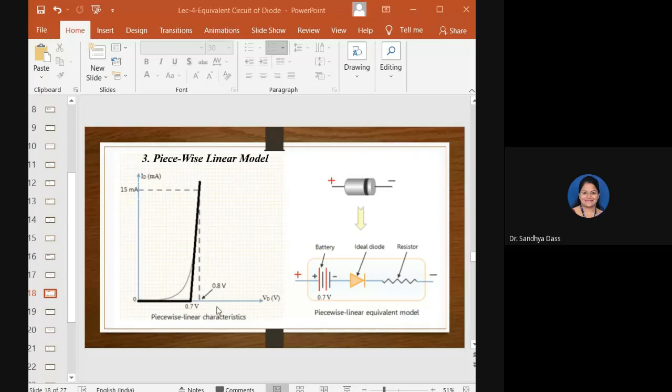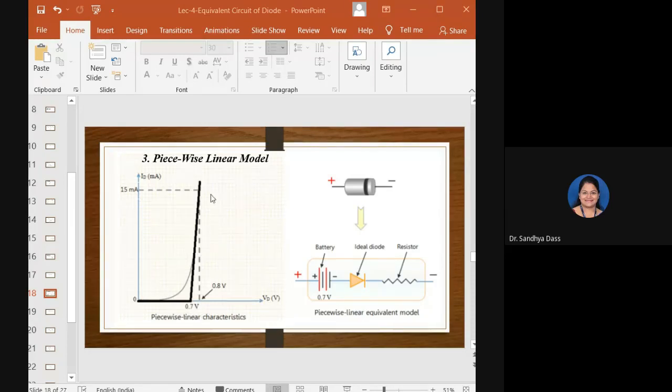How do you measure resistance here? Now, the current is varying from 0 to 15 milliamps, for the voltage change from 0.7 to 0.8. Ma'am, is the resistance 6.67? Exactly, exactly. How do you take that?